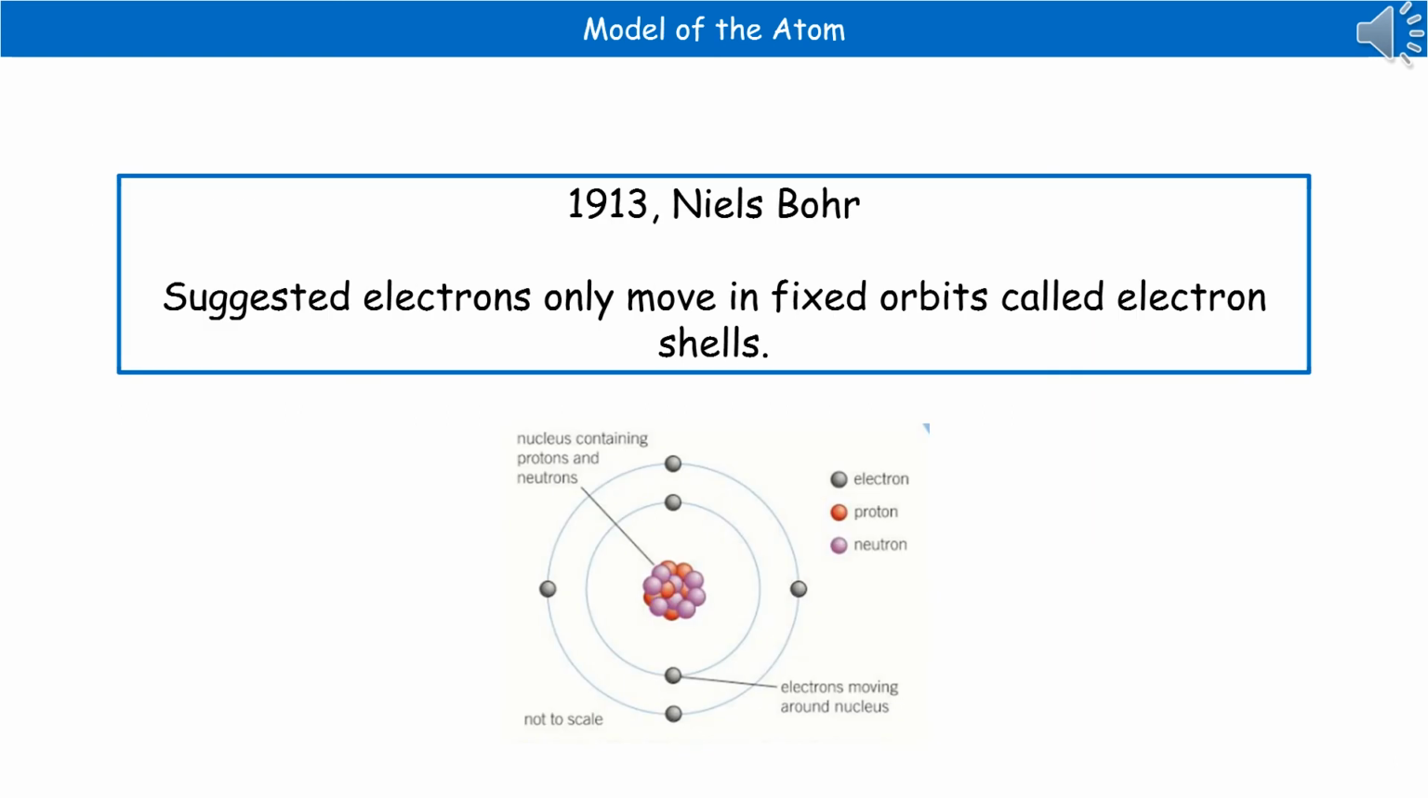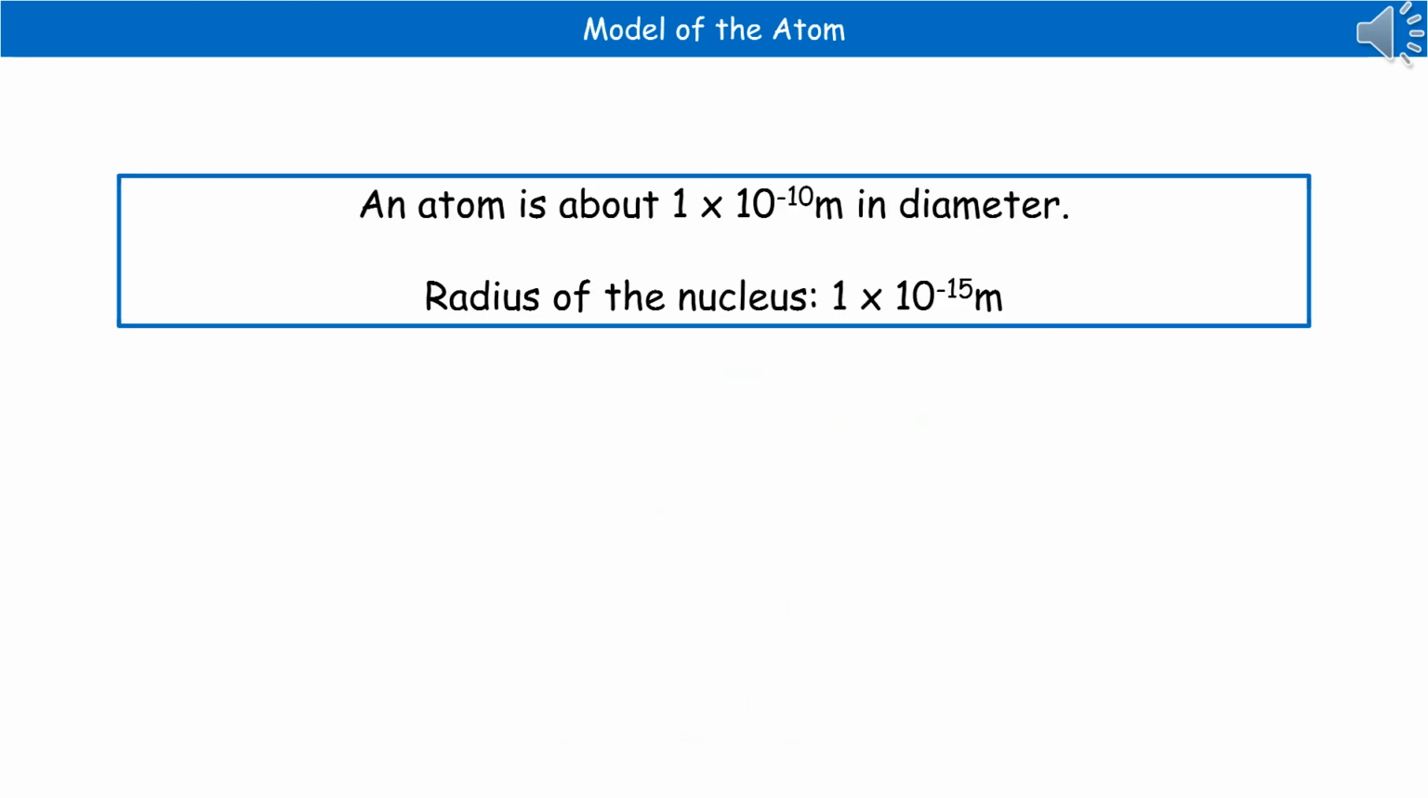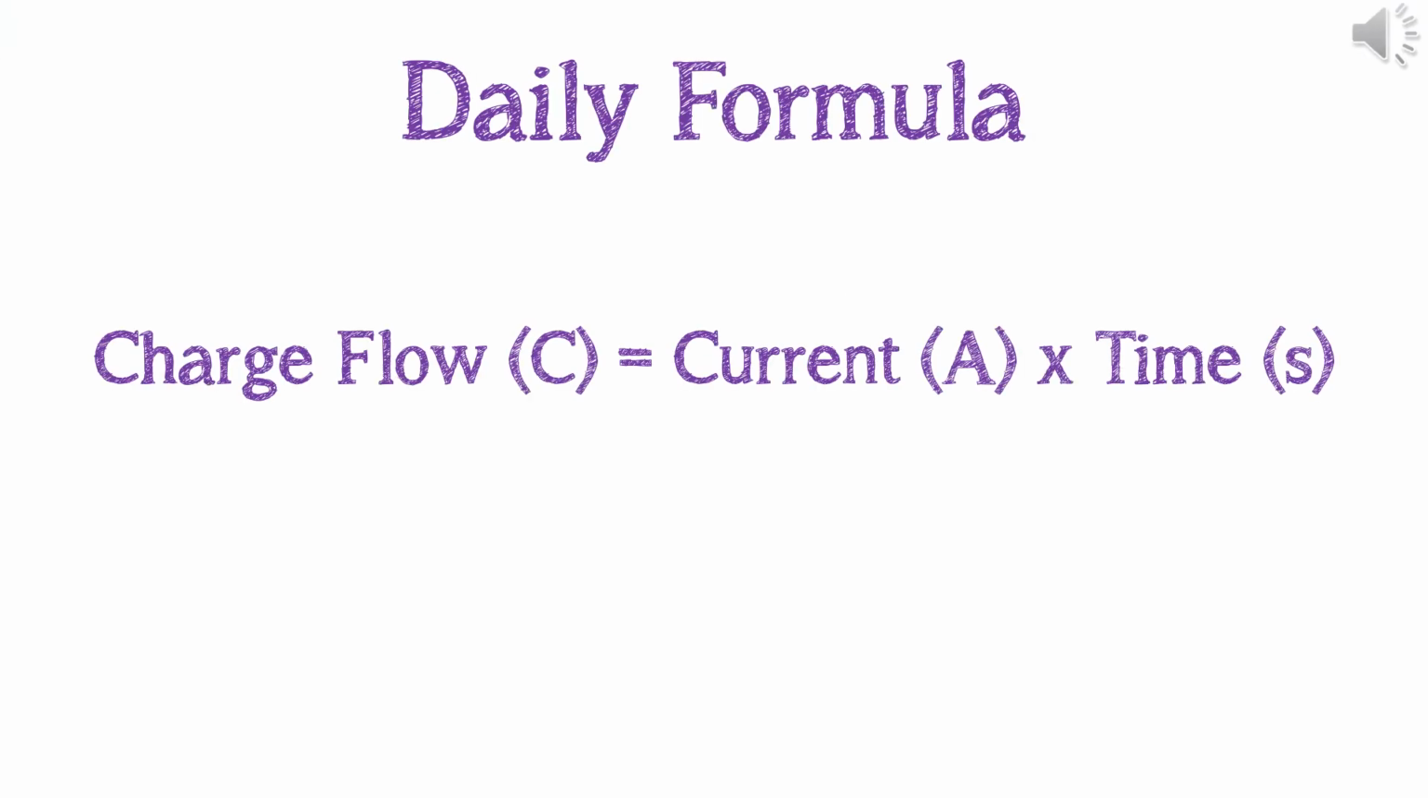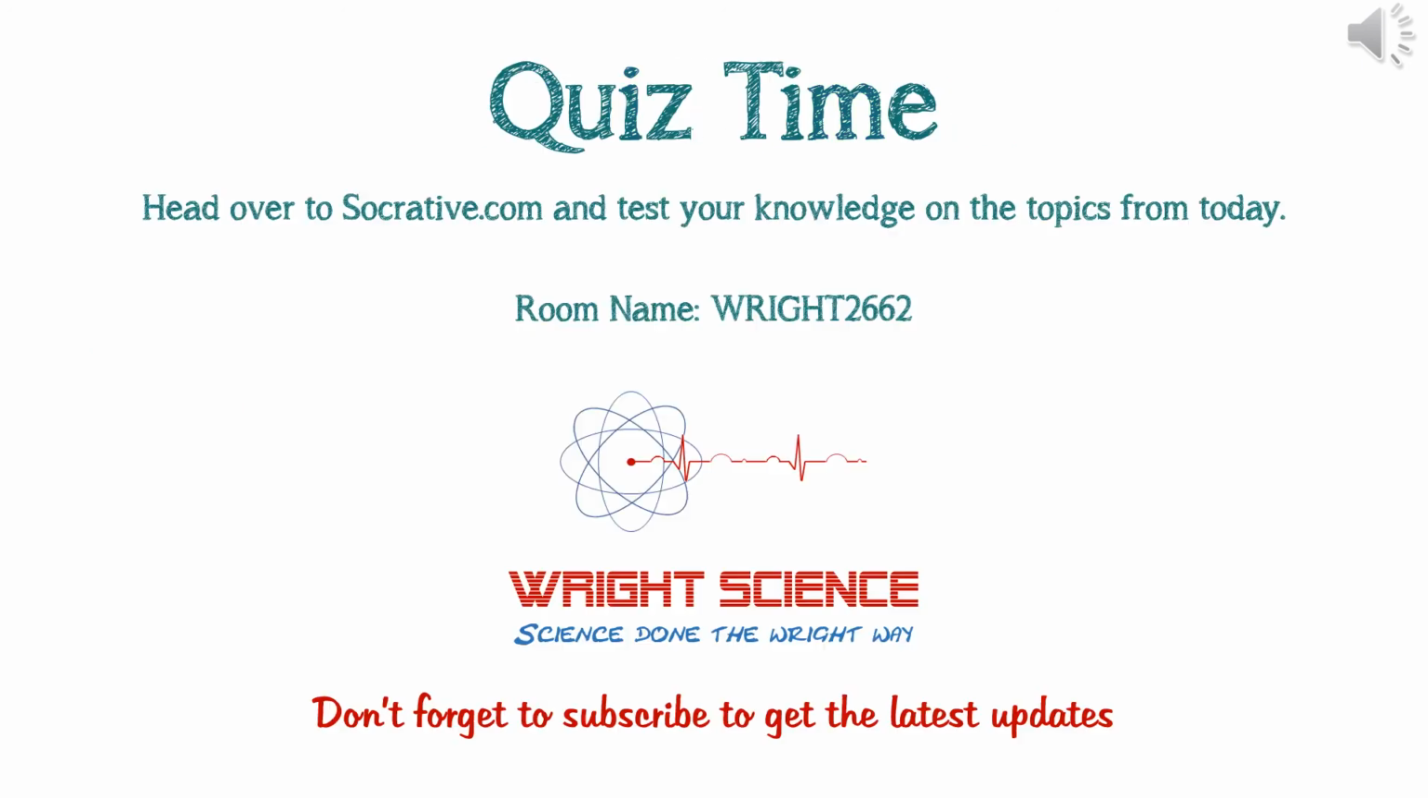The last scientist we need to know about is Bohr, and he suggested that electrons only moved in fixed orbits called electron shells. We do need to remember a couple of key sizes, that an atom is about 1 × 10⁻¹⁰ meters in diameter, and the radius of the nucleus is 1 × 10⁻¹⁵ meters. Final reminder then of our daily formula. The charge flow in coulombs is the current in amps times the time in seconds.